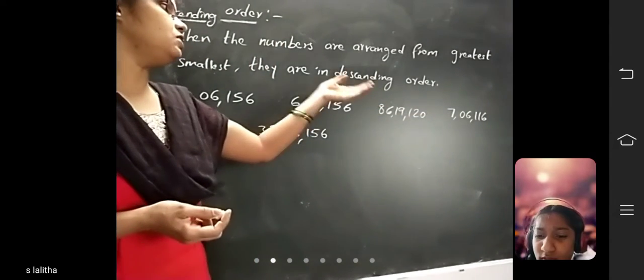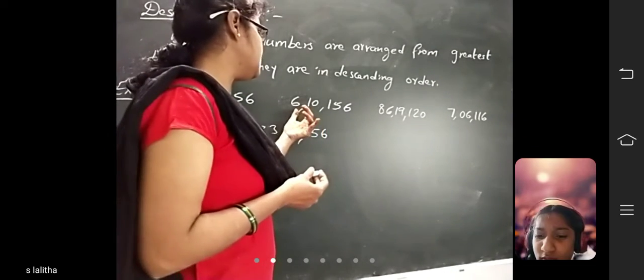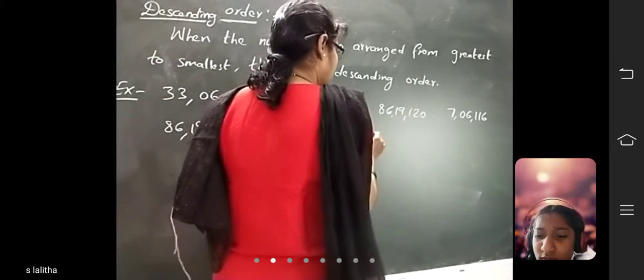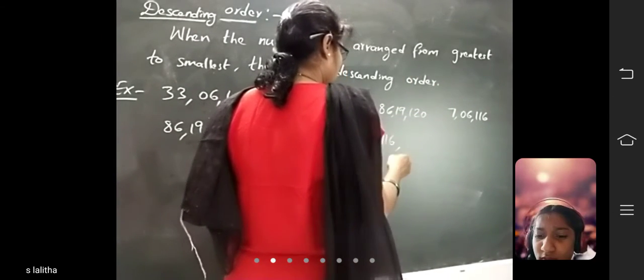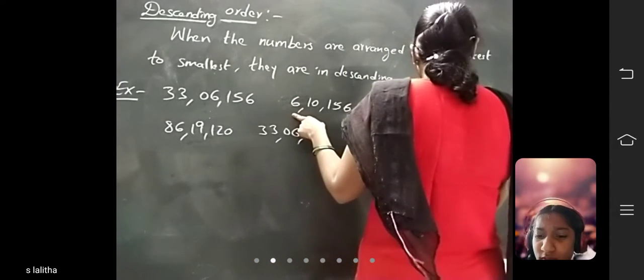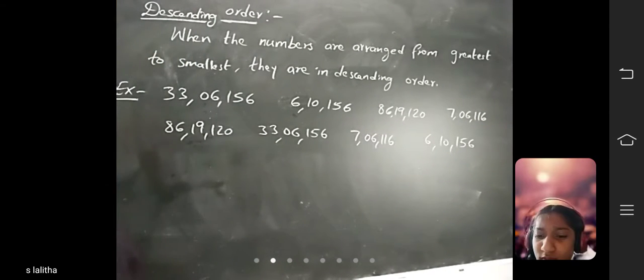Okay. Next. Here 6 digits, that one also 6 digits. In these 6 digits, which one is the highest? You have to check the highest place. Here 6, there 7. So that is the greatest. 7 lakh 6,160. Next number 6 lakh 10,156. Did you understand now?